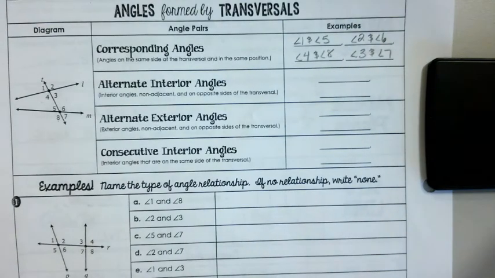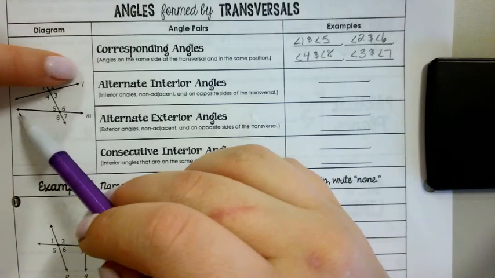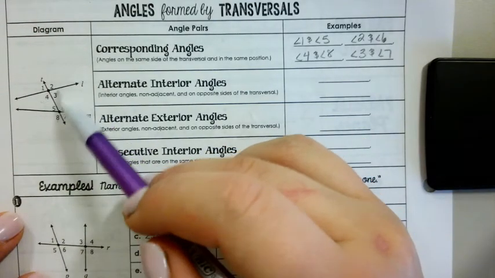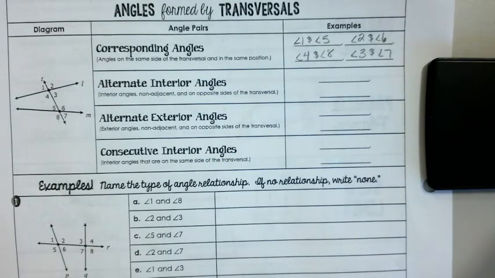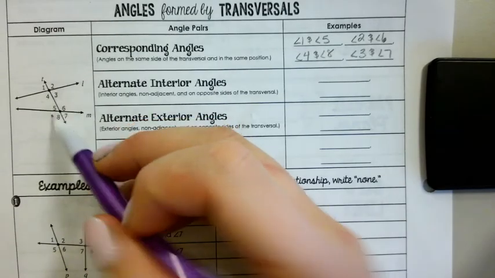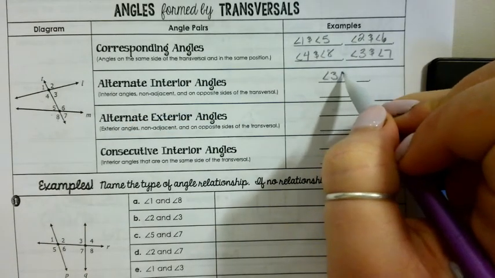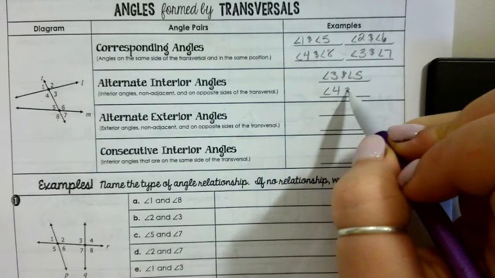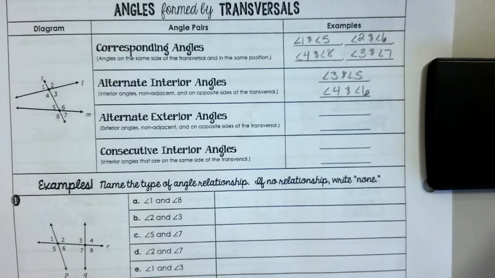The next type of angle that we have is alternate interior angles. So this is on the inside of the 2 lines. If this is line L and line M, inside would only be numbers 4, 3, 5, and 6. So we want opposite angles. So 3 and 5 are alternate interior, and angle 4 and angle 6.